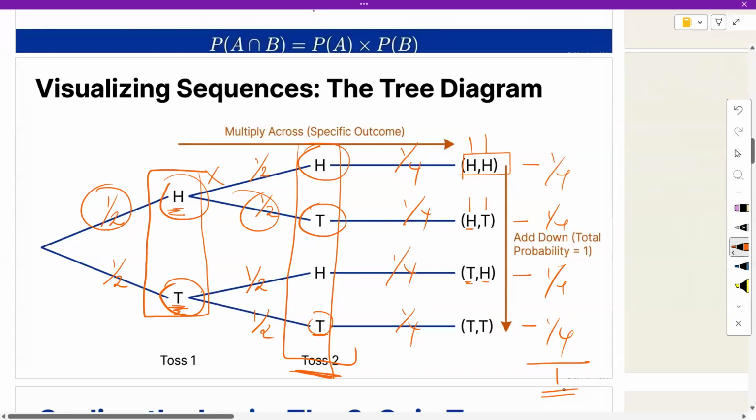This is rule number 1. The sum of all probabilities equals 1 in a single trial. So add them up, total equals 1.